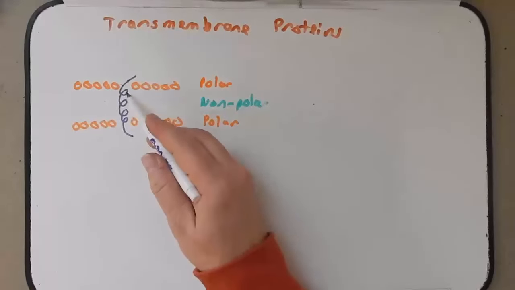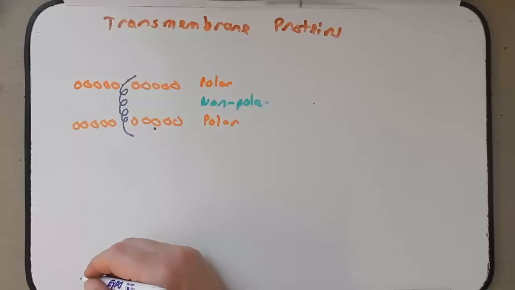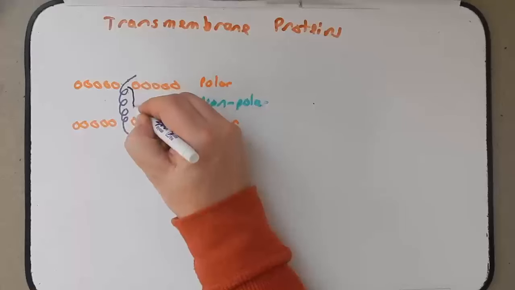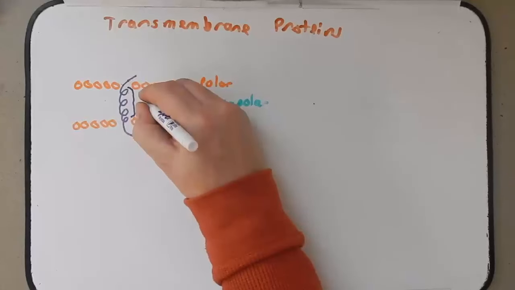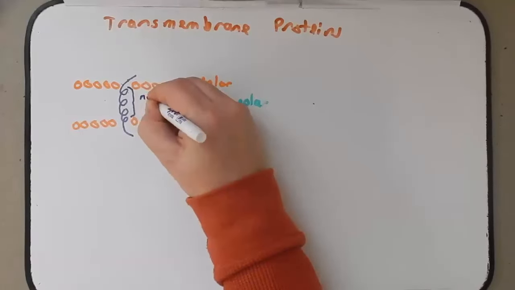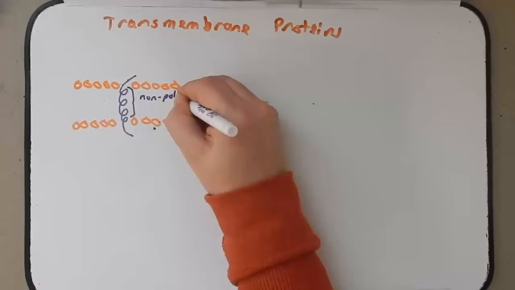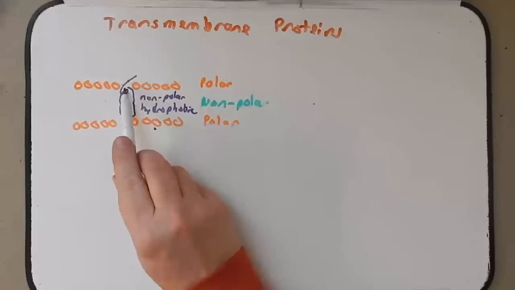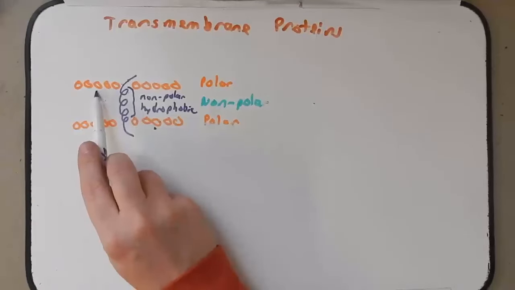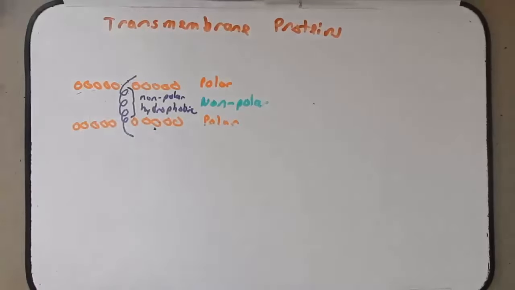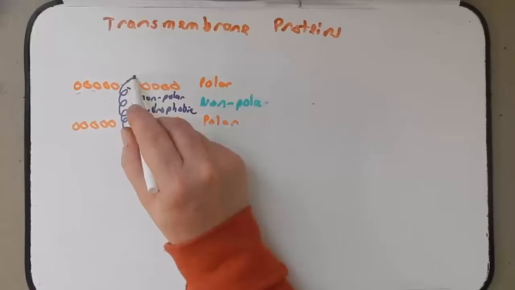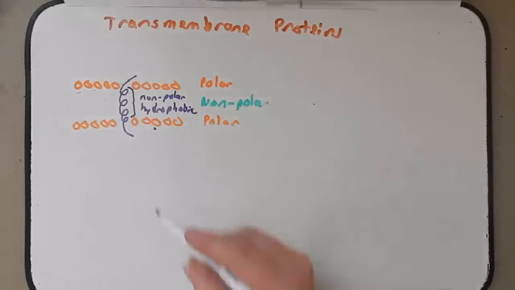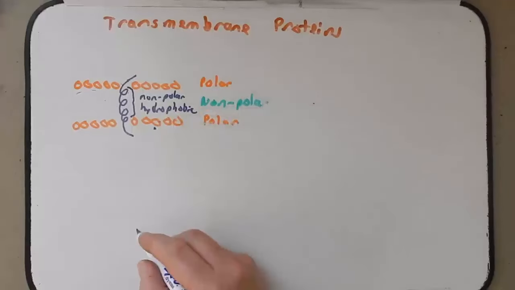The amino acids can be polar or nonpolar amino acids. But if it's going to span the membrane, these amino acids have to be nonpolar. Or sometimes we also call those hydrophobic amino acids. They have to be nonpolar so they can solubilize within the nonpolar environment of the membrane. Up here, they can be polar or nonpolar depending on what they're interacting with. But the part that spans the membrane has to be nonpolar.